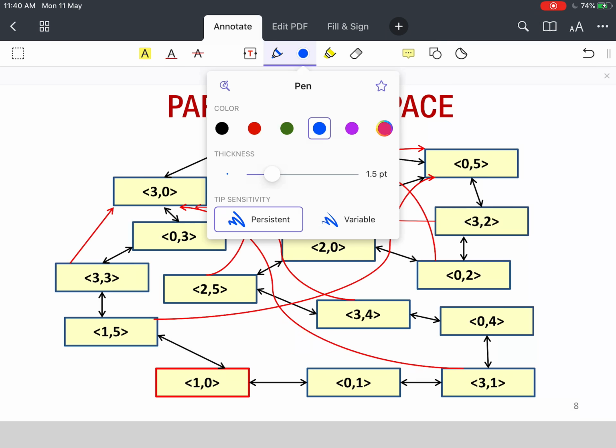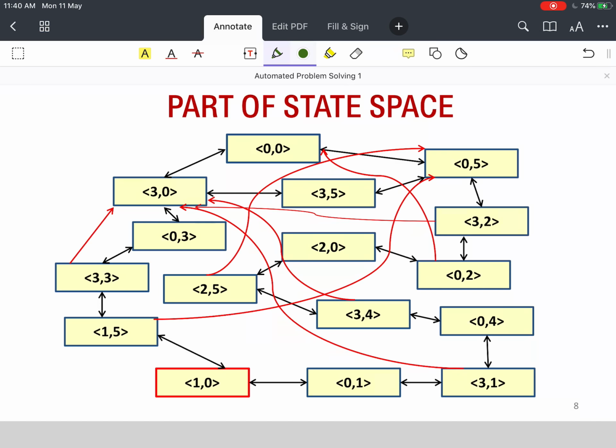So let us try to get a better idea of this. If we are at 0, 0, then here if we go this direction, then we are filling J1. And if we go in this direction, we are emptying J1. Similarly, this fills up J2, this empties J2. That is why these arrows are all bidirectional.